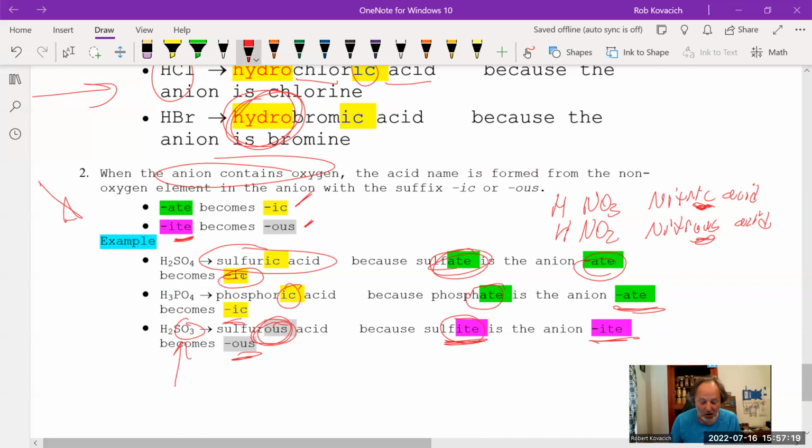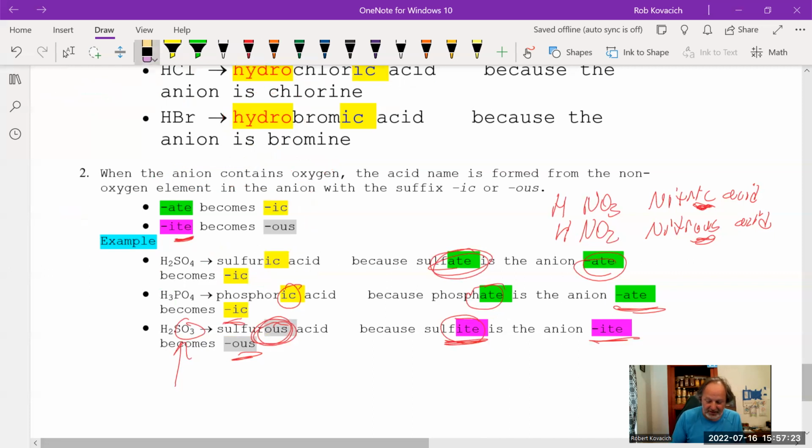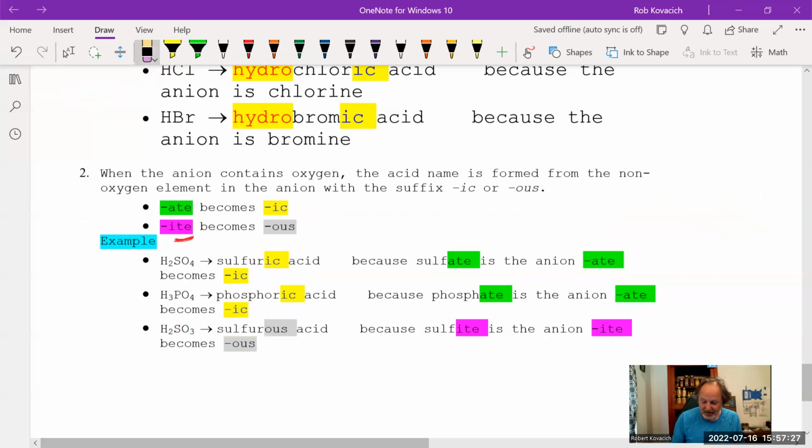And that's it. That's all we have for nomenclature stuff. So I'll give you lots of opportunities to write down nomenclature names and formulas from names and whatnot in homework. Okay, that does it for chapter 2.